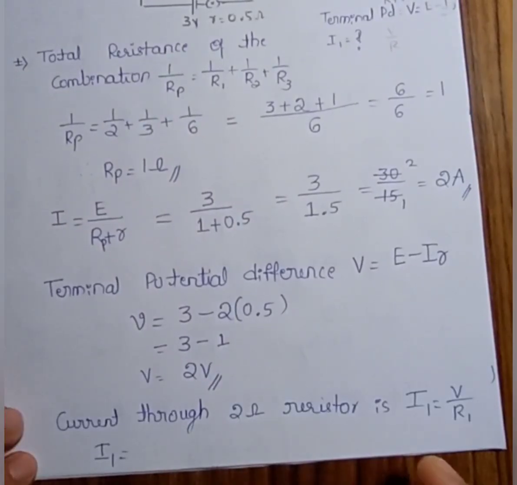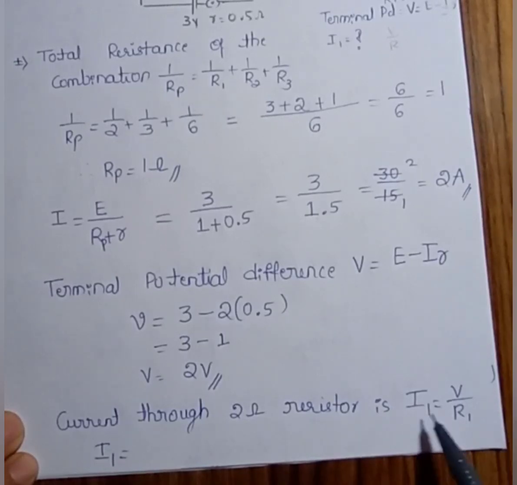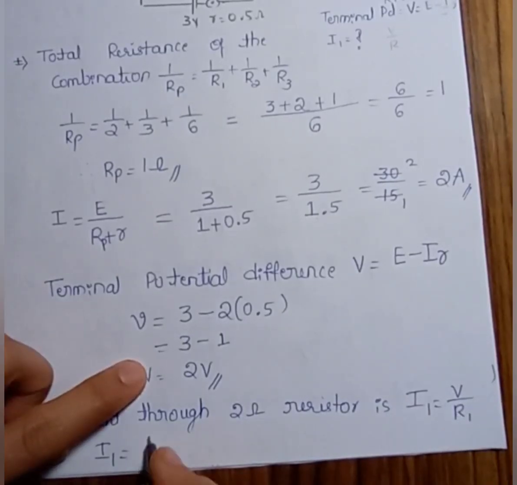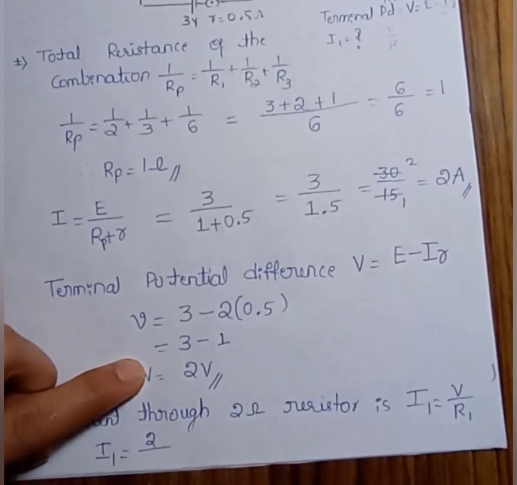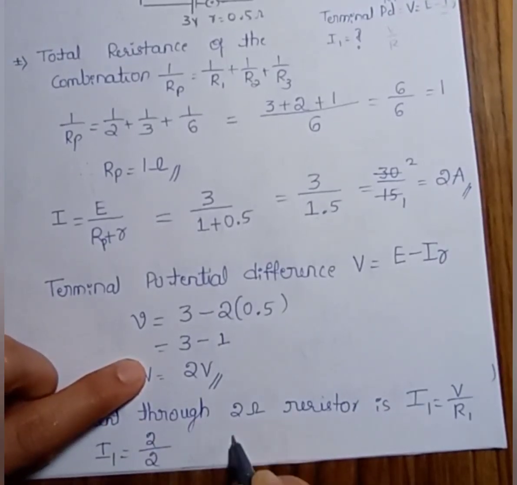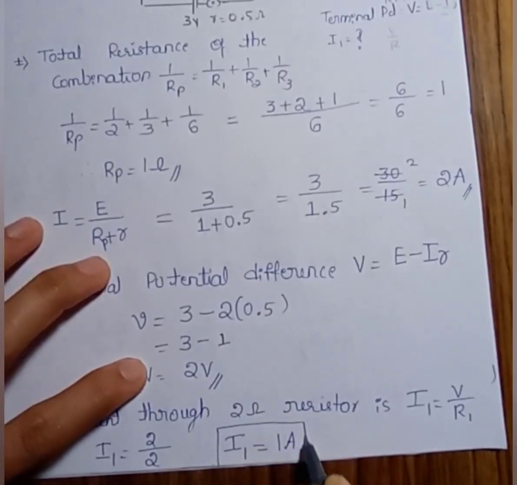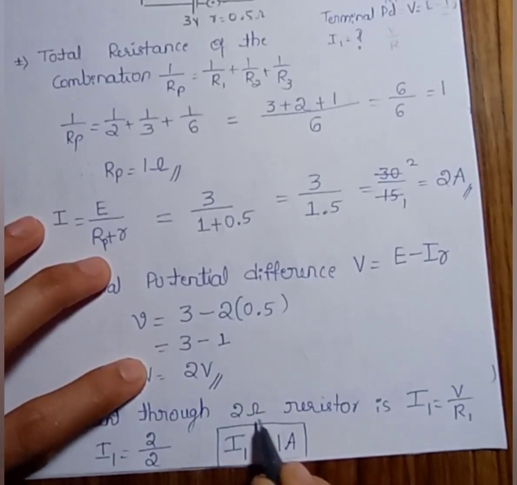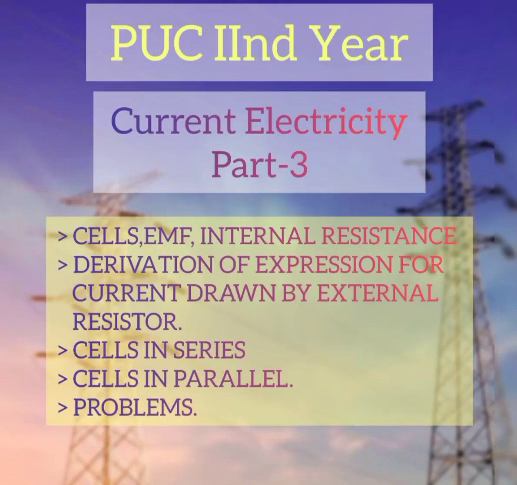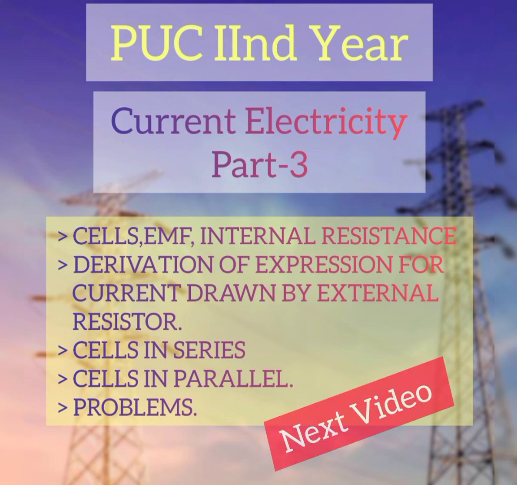Now finally, what do we have to find out? The current through the 2 ohm resistor, that is I1 equal to V by R1. The value of V is 2 divided by R1 value 2. Therefore the value of I1 is equal to 1 amp. That means the current flowing through the 2 ohm resistor is 1 amp. This completes the second part of this chapter, current electricity.